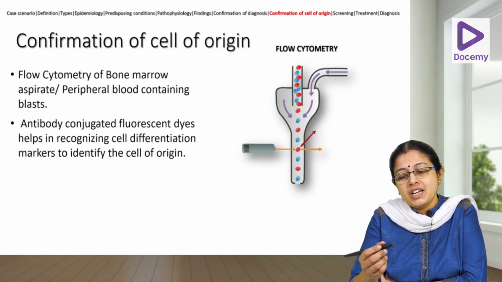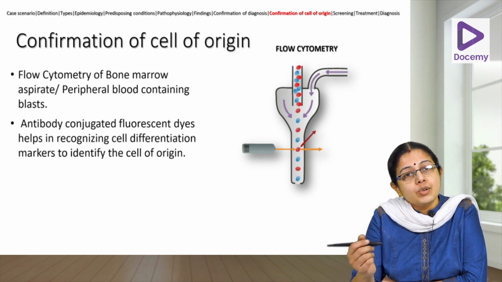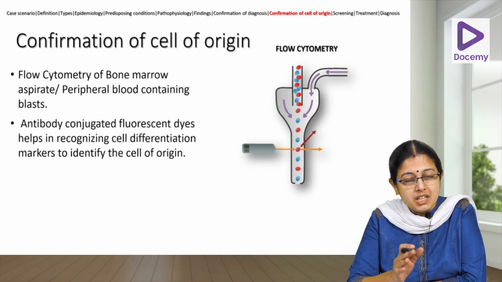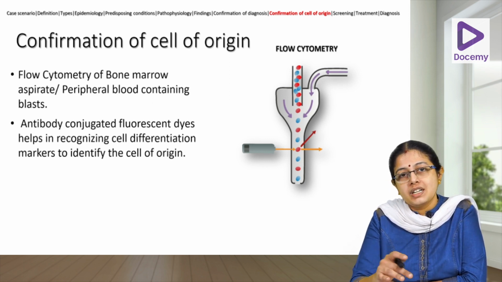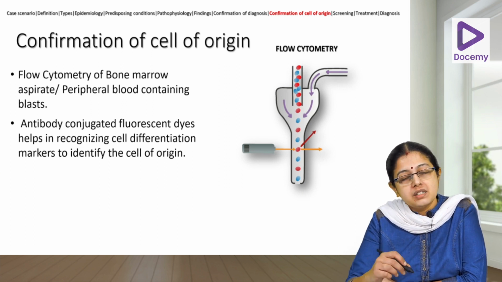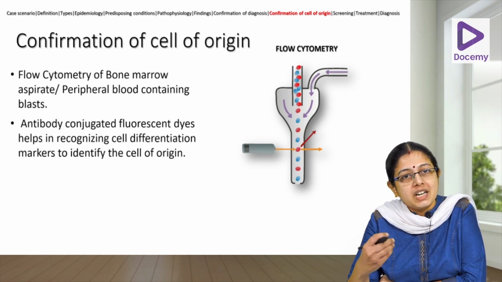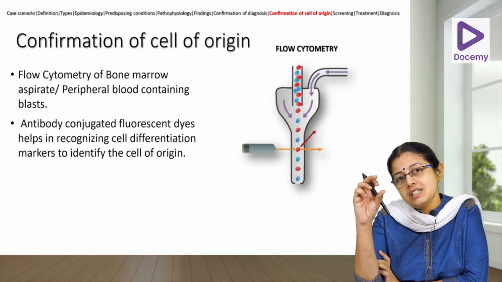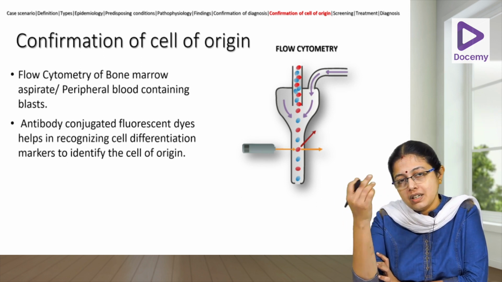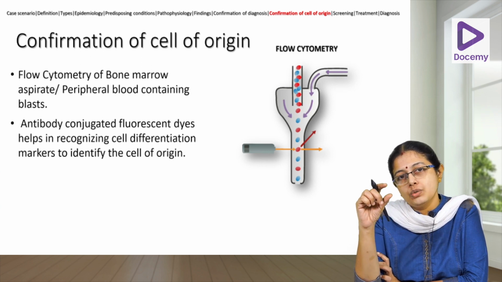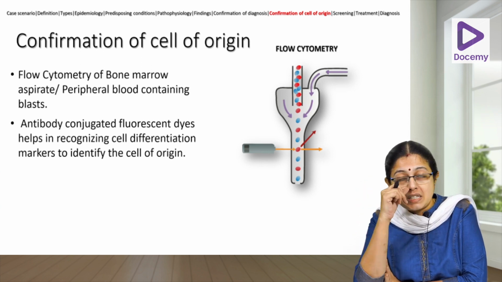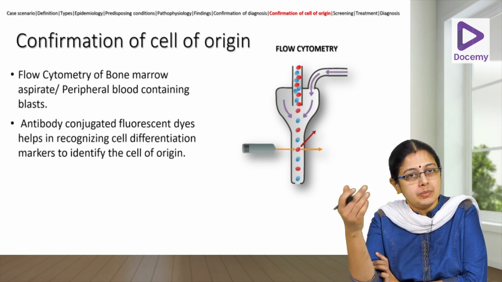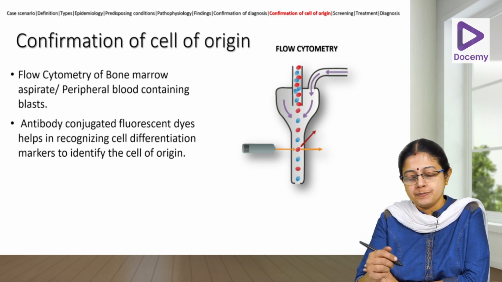The flow cytometry actually comes to the rescue, because the flow cytometry of either the bone marrow aspirate or the peripheral blood, whichever is containing blasts, is subjected to an antibody conjugated fluorescent dye. This dye is applied into a vial containing the specimen which contains blasts. It may be a bone marrow aspirate, it may be peripheral blood.